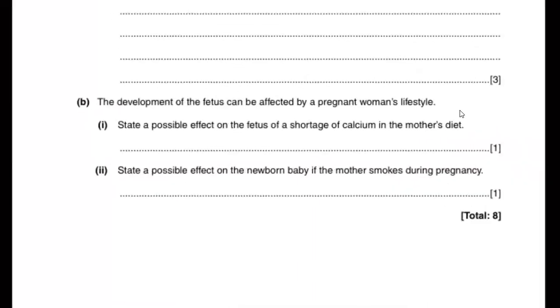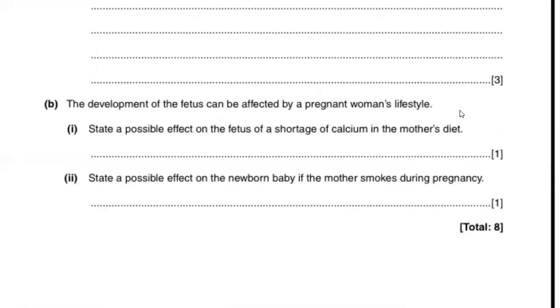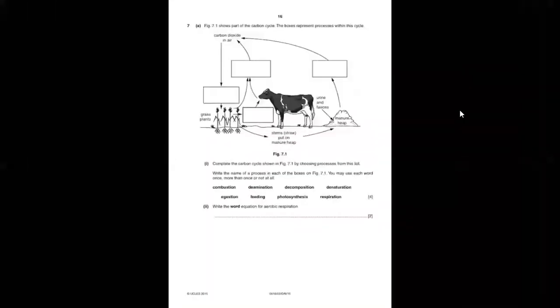Okay, so what can be the answer to this question? Part 1. State a possible effect on the fetus of a shortage of calcium in the mother's diet. What will the fetus have? The problem that it will have? Fetus will have weak bones. Rickets? Yeah, I believe it will be rickets. Rickets, right? Okay.